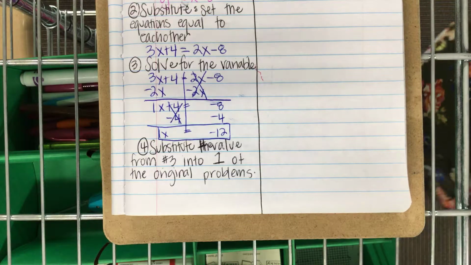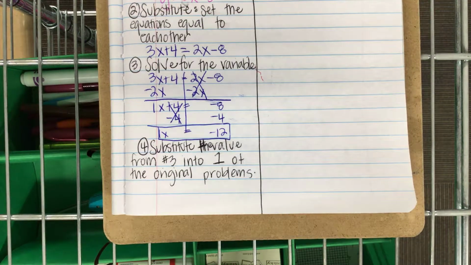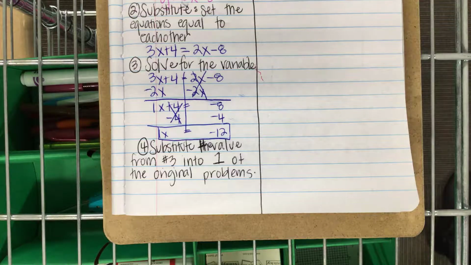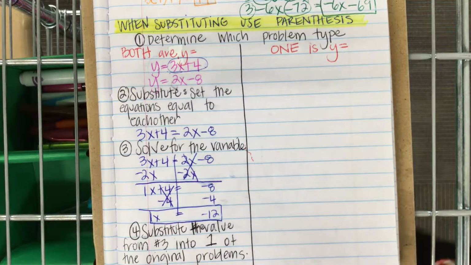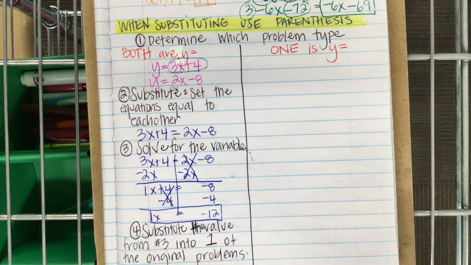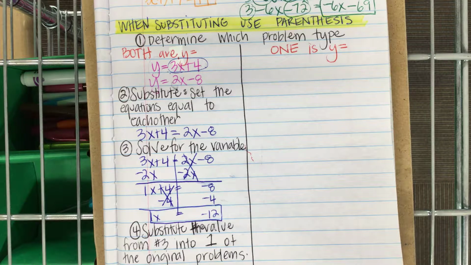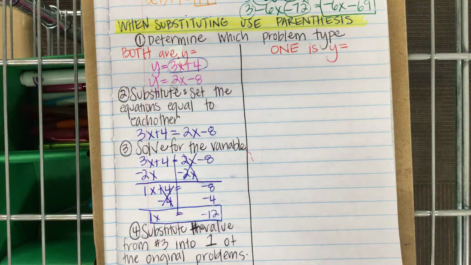So I got x equals negative 12 for number 3. Step 4 tells me I'm going to take that value, x equals negative 12, and put that into one of the original problems. Do you think it matters which one? No. 7th graders, will you do the top problem? 8th graders, will you do the bottom problem? Let's see who's right. 7th graders, substitute into the top problem, y equals 3x plus 4. 8th graders, substitute into the bottom problem, y equals 2x minus 8.